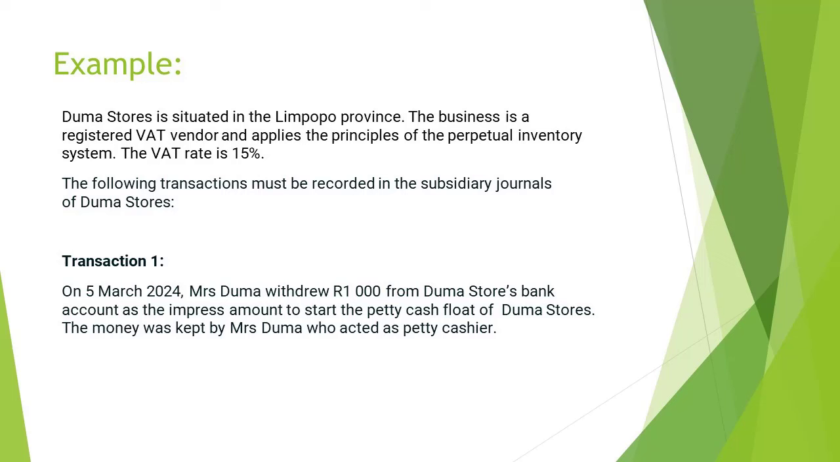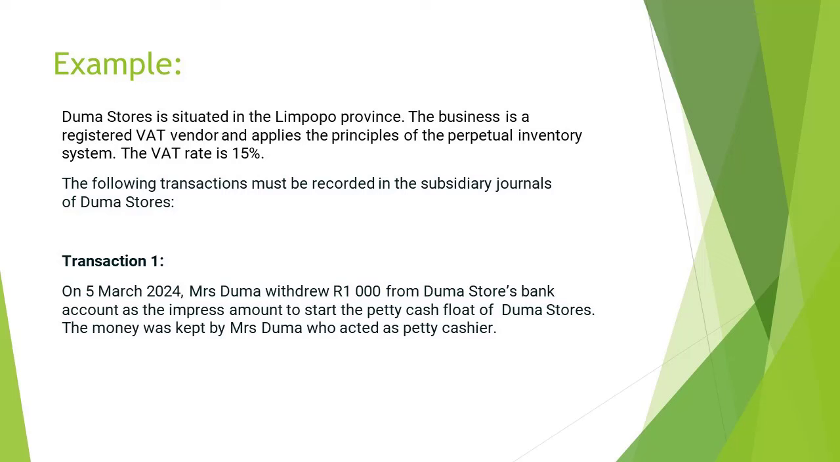Duma Stores is situated in the Limpopo province. The business is a registered VAT vendor and applies the principles of the perpetual inventory system. The VAT rate is 15%. The following transactions must be recorded in the subsidiary journals of Duma Stores.